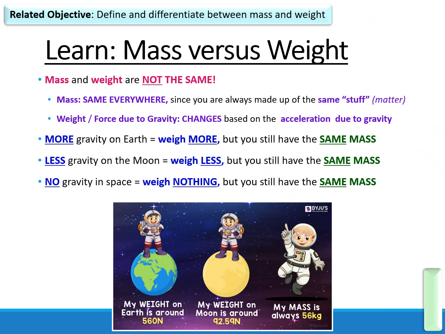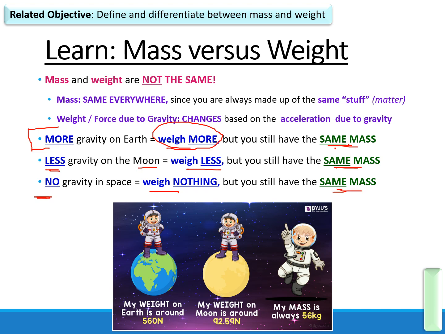So because I have more gravity on Earth, I'm going to weigh more on Earth, but I have the same mass. If I have less gravity on the Moon, I'm going to weigh less, but I'm still going to have the same mass. And again, finally, in space with no gravity, I'm going to weigh nothing.